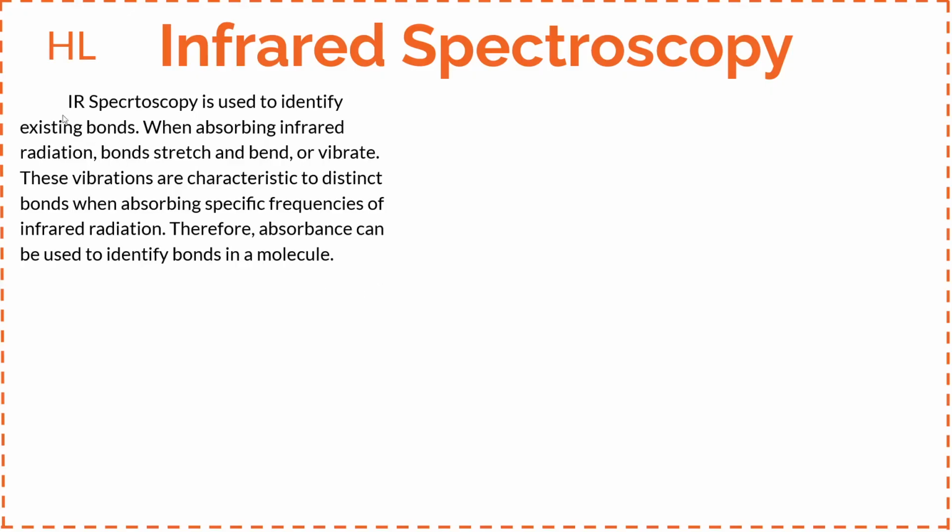Now, the next type of analyzing data we're going to talk about is infrared spectroscopy. Infrared spectroscopy is used to identify existing bonds, whereas with mass spectrometry we talked about finding the structure of the compound. Here we're just going to figure out what bonds actually exist. When absorbing infrared radiation, bonds stretch and bend, or vibrate. These vibrations are characteristic of distinct bonds when absorbing specific frequencies of infrared radiation. Therefore, absorbance can be used to identify bonds in a molecule.